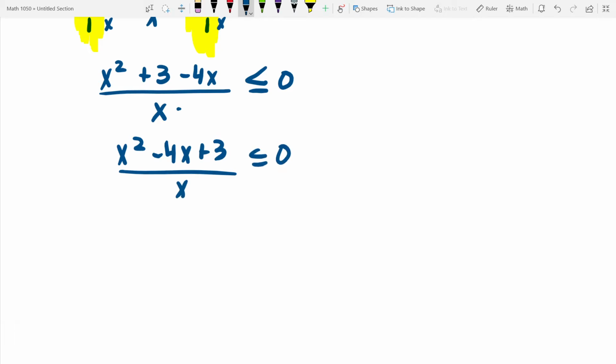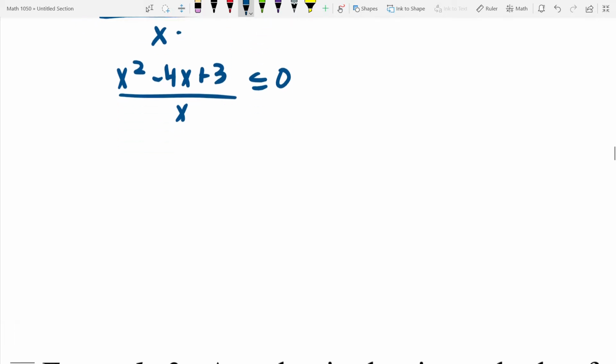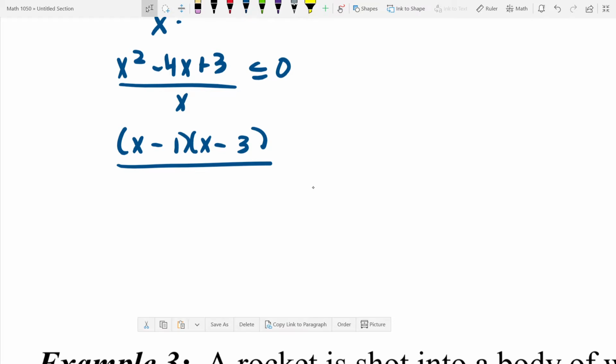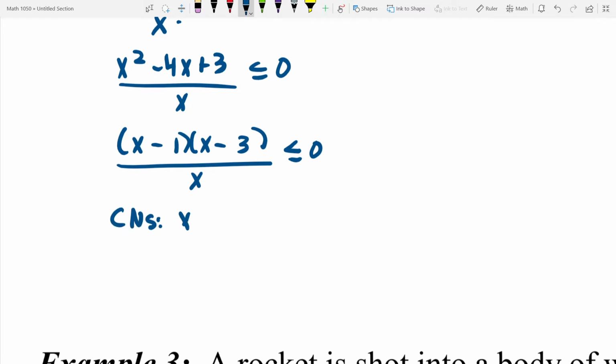One word, what do I do now? Factor. So it goes to x and x. Signs are the same, they're both negative. 3 and 1, multiply to give me 3 and add to give me 4. On the bottom you have an x, is less than or equal to 0. What do I do now? Set equal to 0. Critical numbers. So my critical numbers are x equals 1, 3, and what? 0.